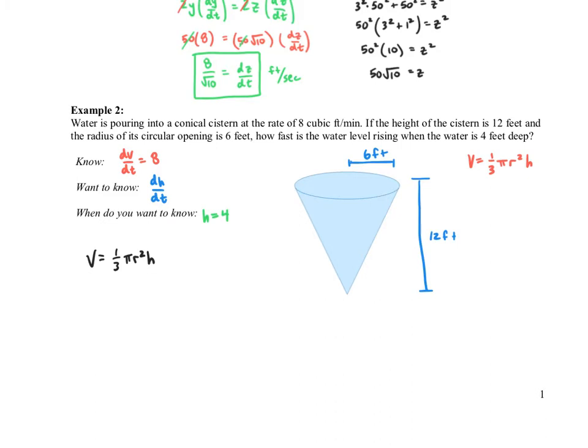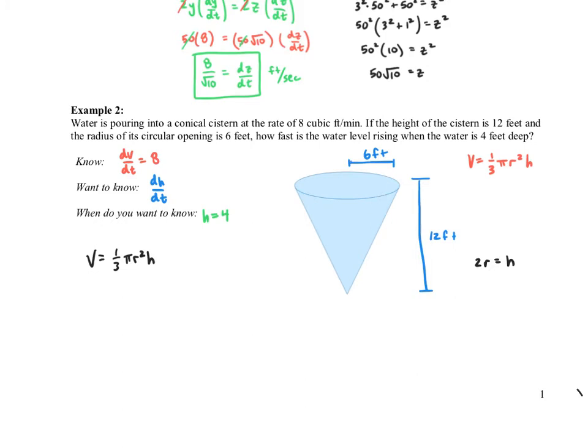tools that we can use is to just look at the relationship between H and R. We can see that at the opening, R is 6 and the entire cone is 12. And what that means is that if we use symmetry here to look at the cone, we know that R is half of what H is. So let me just write it like this, 2R equals H.